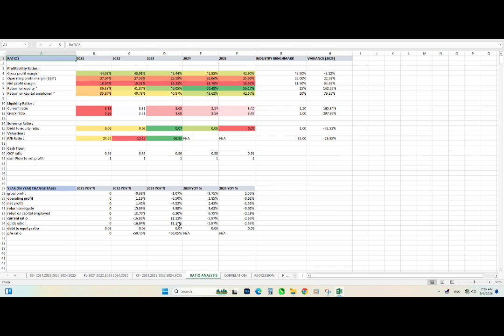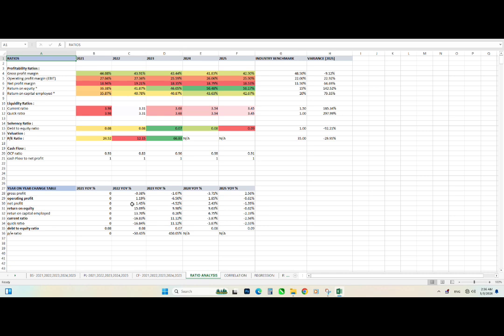Ratio analysis. This is one of the most important parts of the analysis. Here we evaluate the company using different categories like profitability, liquidity, and solvency ratios.